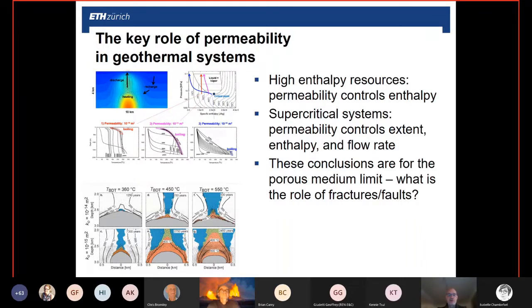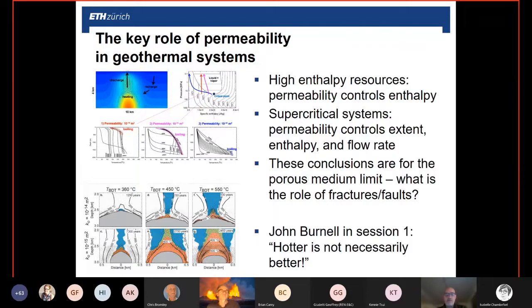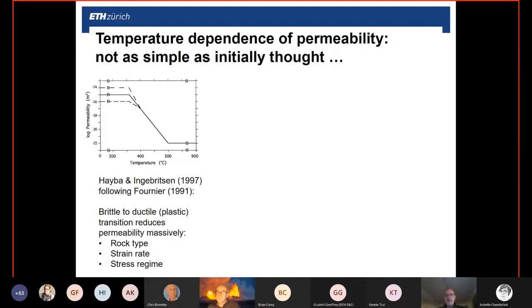And on top of that, John Burnell on the first day made some assessments of how much fluid you can get into a well when you drill into super hot conditions. And he found that the limited permeability may actually lead to not so exciting flow rates. So his conclusion, or one of the remarks, was hotter is not necessarily better. And all of us are enthusiasts for the hot stuff, so we want to know if we can't do better than this.